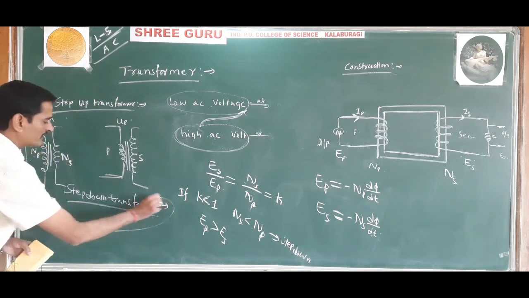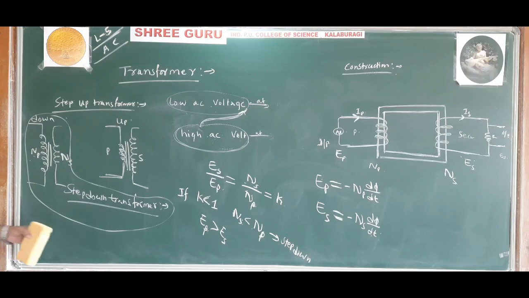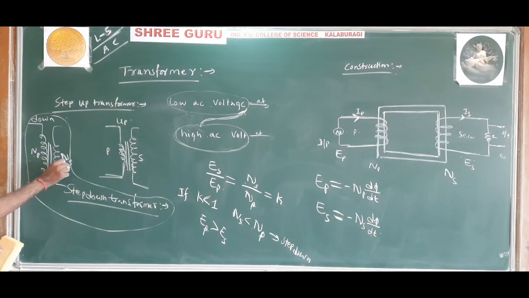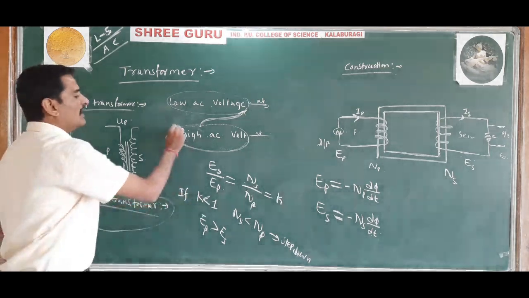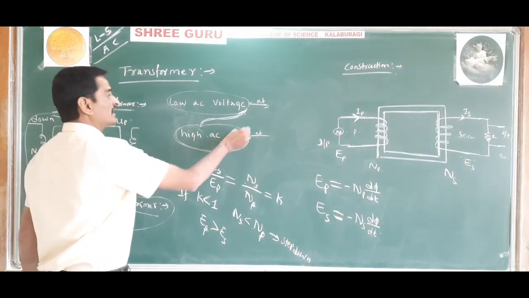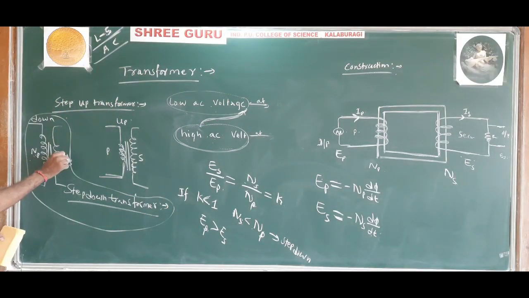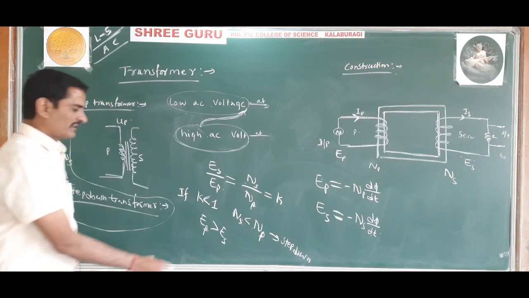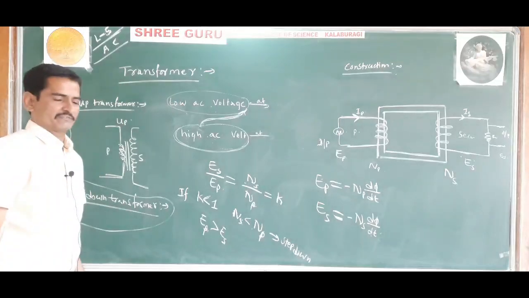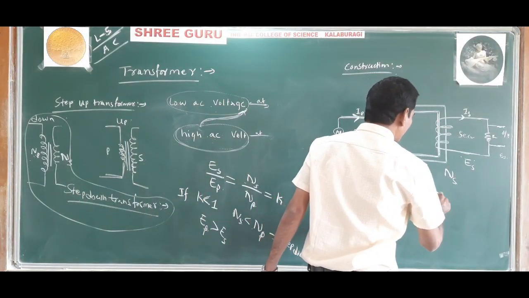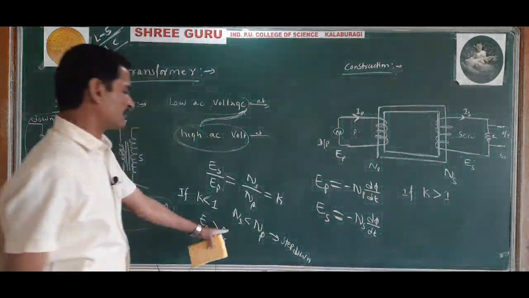This is the circuit symbol of a step down transformer. See here, NP is greater than NS, that is, the number of turns in the primary is greater than the number of turns in the secondary. So in a step down transformer, high alternating voltage is converted into low alternating voltage. Here the alternating voltage will be high and here it will be low. That is because of the change in the number of turns. Understood? Okay.